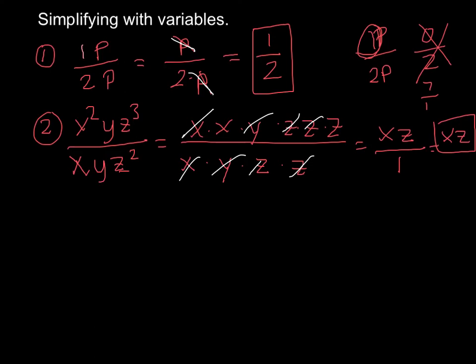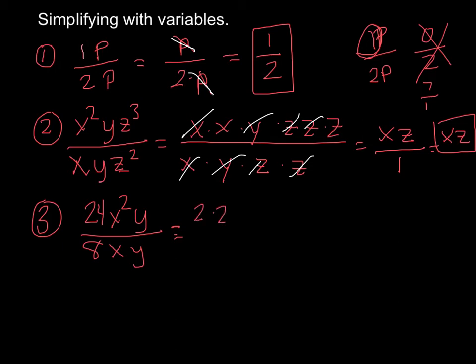Okay, let's try another one. 24x squared y over 8xy. Okay, remember we have to prime factorize even our numbers. So for 24, I can do 2 times 2 would be 4 times 2 would be 8. So 8 times what's going to get me to 24? 8 times 3.